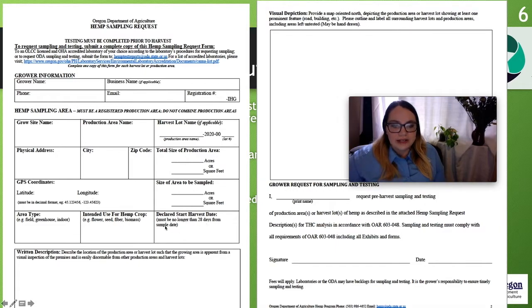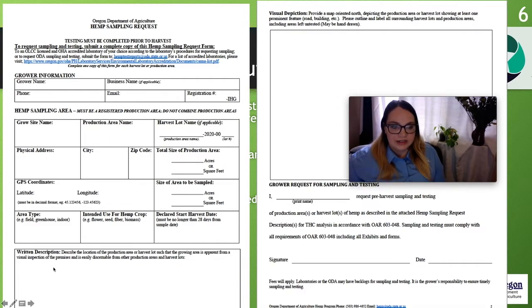So the declared harvest date, I said, must be no longer than 28 days from sample date. So this year in 2020, this is correct. It is not 15 days. I've heard that that is going around. It's definitely not 15 days. We're sticking with the 28-day window. So what that means is 28 days from the date that the sampler came out and took their sample, the grower needs to start their harvest of that area that they sampled.